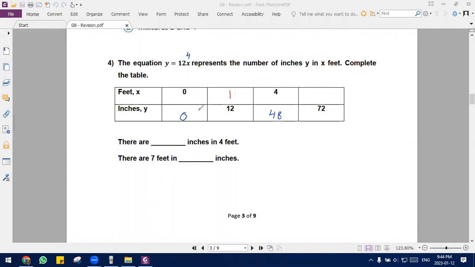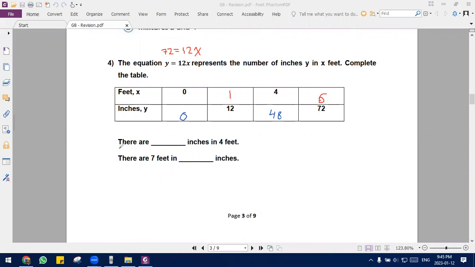Now here we have 72 for y. So instead of y, I should replace it by 72. So here we put 72 equal to 12x. Again, the same thing. We don't need 12x. I need only the value of 1x. So we divide by 12. So 72 divided by 12 is equal to 6. So the table is complete now.